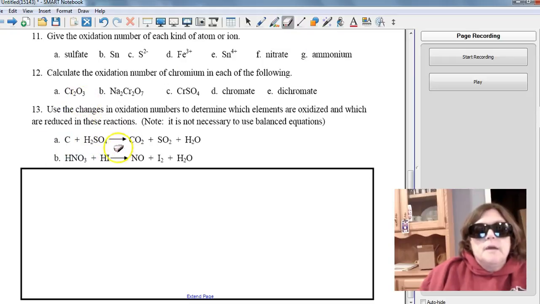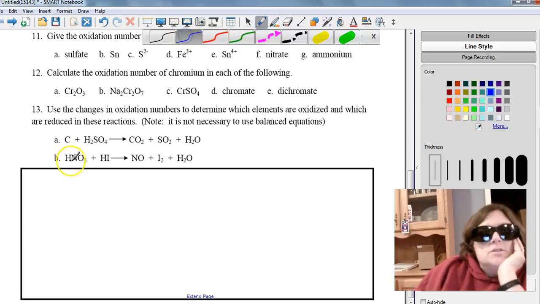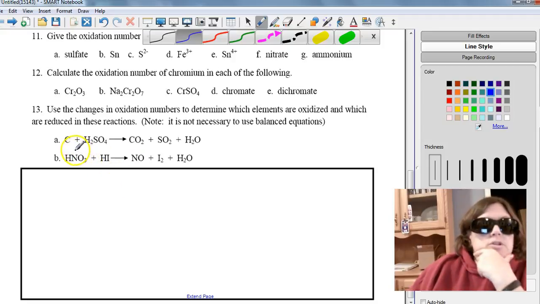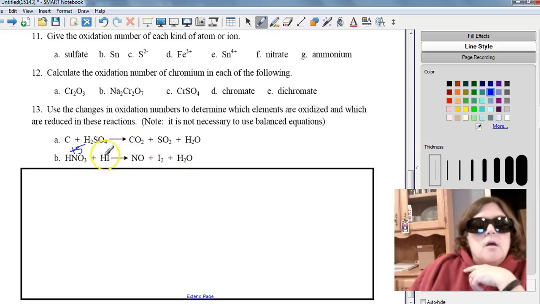All right, next one. Who is being oxidized? Hydrogen's plus 1, plus 1, plus 1. Nitrogen is a plus 5 here. Oxygen, of course, is a minus 2. He's a minus 2 over here. Hydrogen, we already said, is plus 1. Iodine here is a minus 1, and now he's a 0.